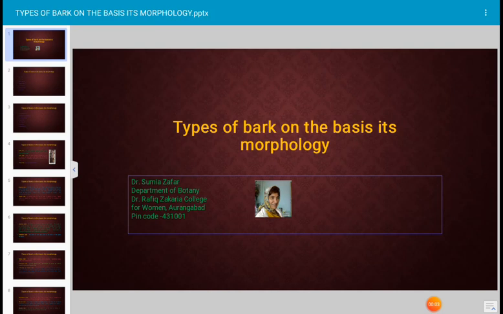Today's topic for discussion is types of bark on the basis of morphology. The bark is a protective layer of the stem. It is a corky, suberized layer which is formed by the secondary meristem. All the cells situated outside the phellogen die, forming the bark of the stem. If the phellogen is deep, the cells of the cortex and phloem may be involved. The phellogen divides and redivides, producing cells which become suberized.